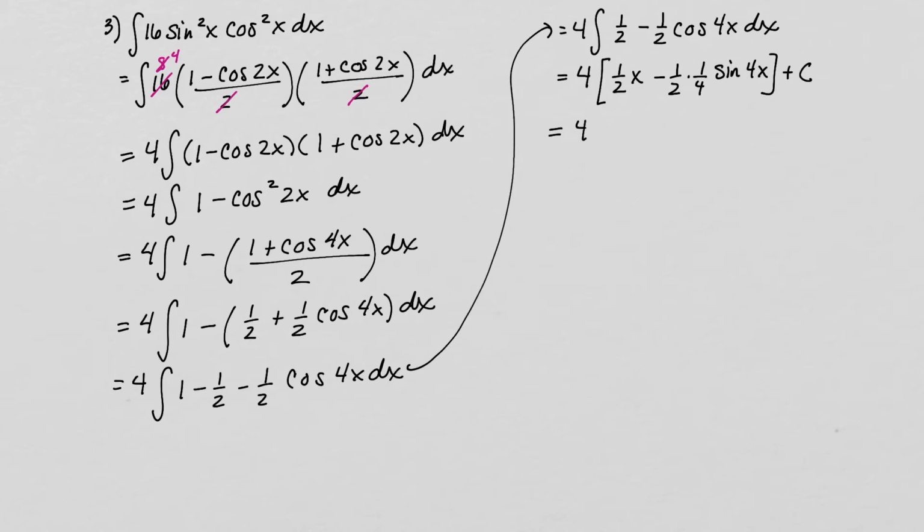So we have 4 times 1/2 x minus 1/8 the sine of 4x plus c. And then you could distribute that 4 through, so you would end up with 2x minus 1/2 the sine of 4x plus c.